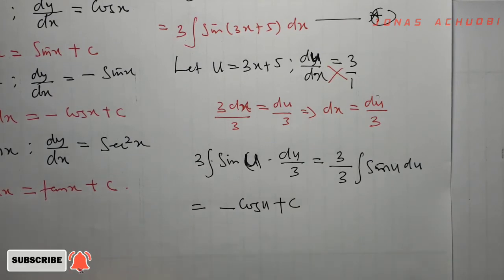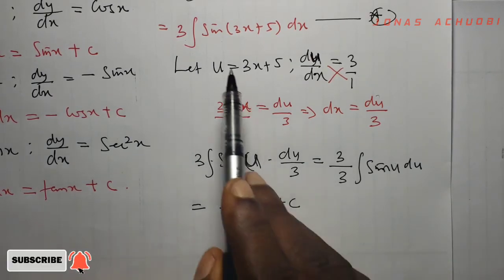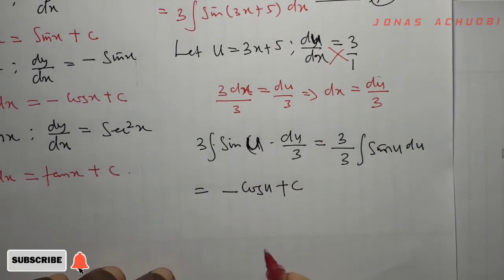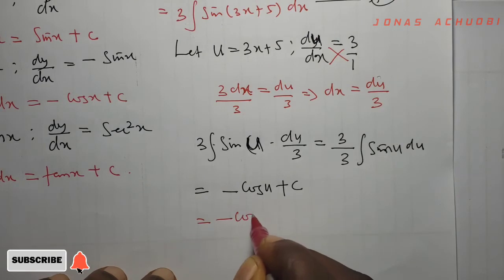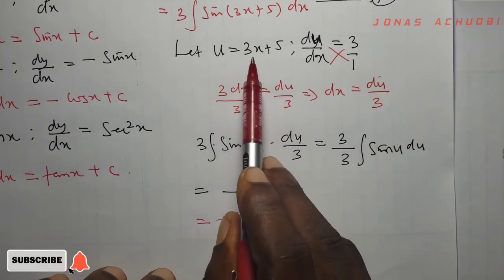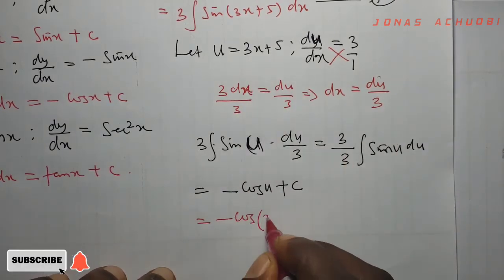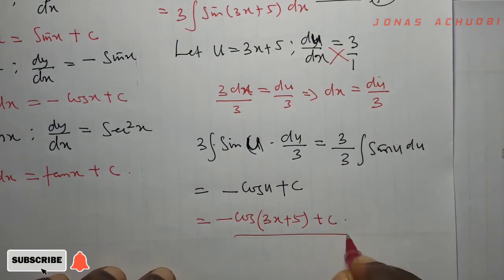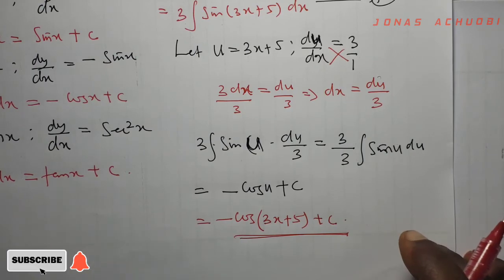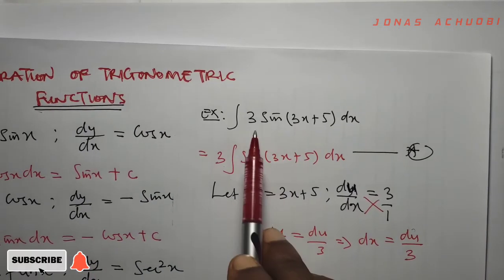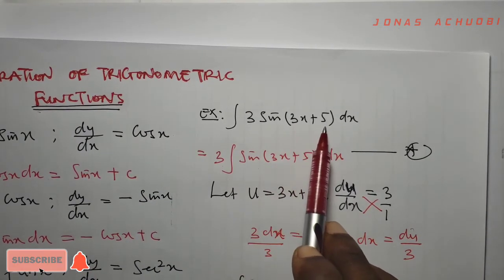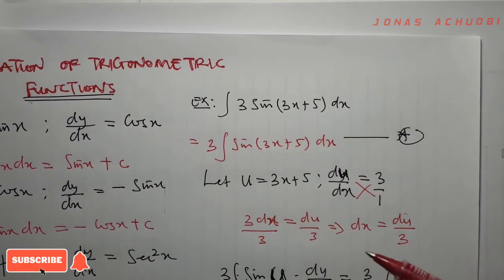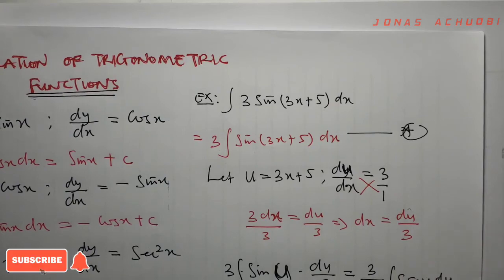And remember that we were the ones who introduced u to be 3x plus 5. So if we go back to what u was initially, we have negative cos, and u is 3x plus 5, so negative cos(3x plus 5) plus our constant of integration, c. And that gives us the integral of 3 sine(3x plus 5). The trick we're using here is similar to that which we used in function of a function, which we call the Leibniz rule then.